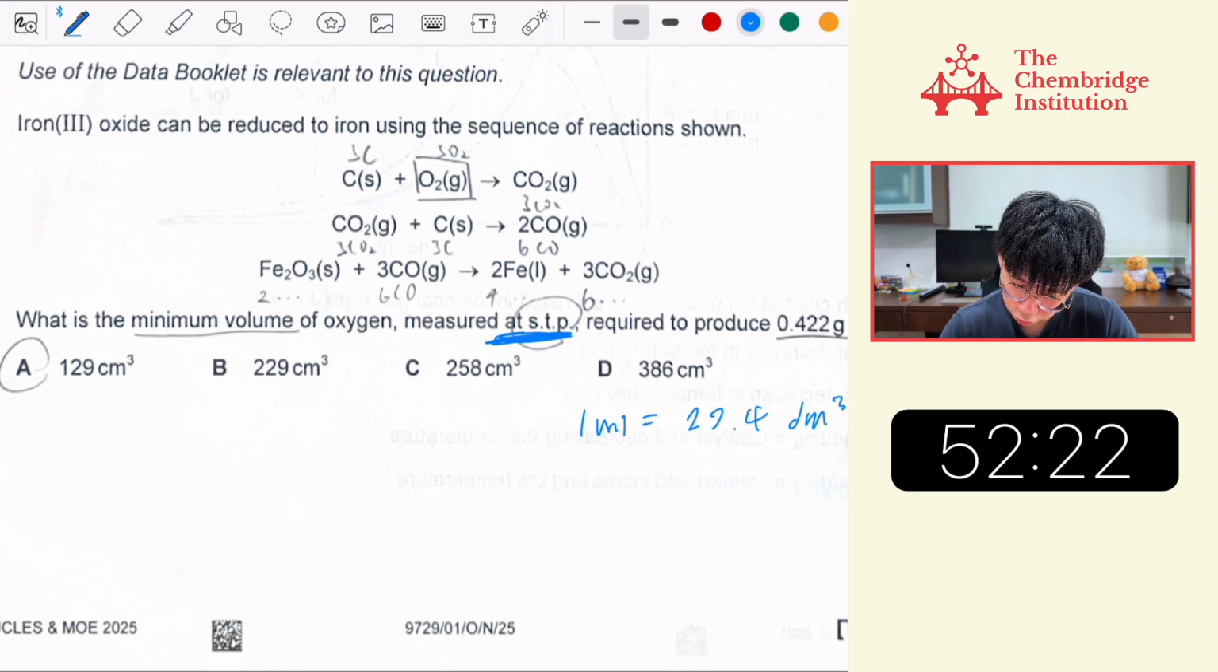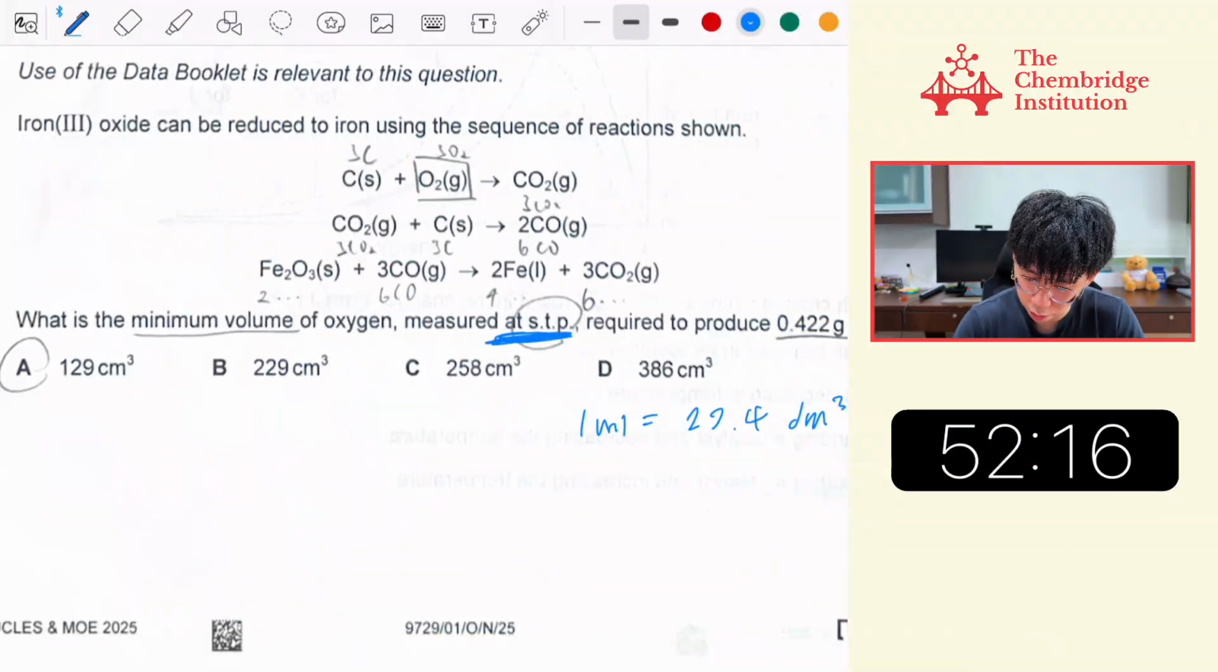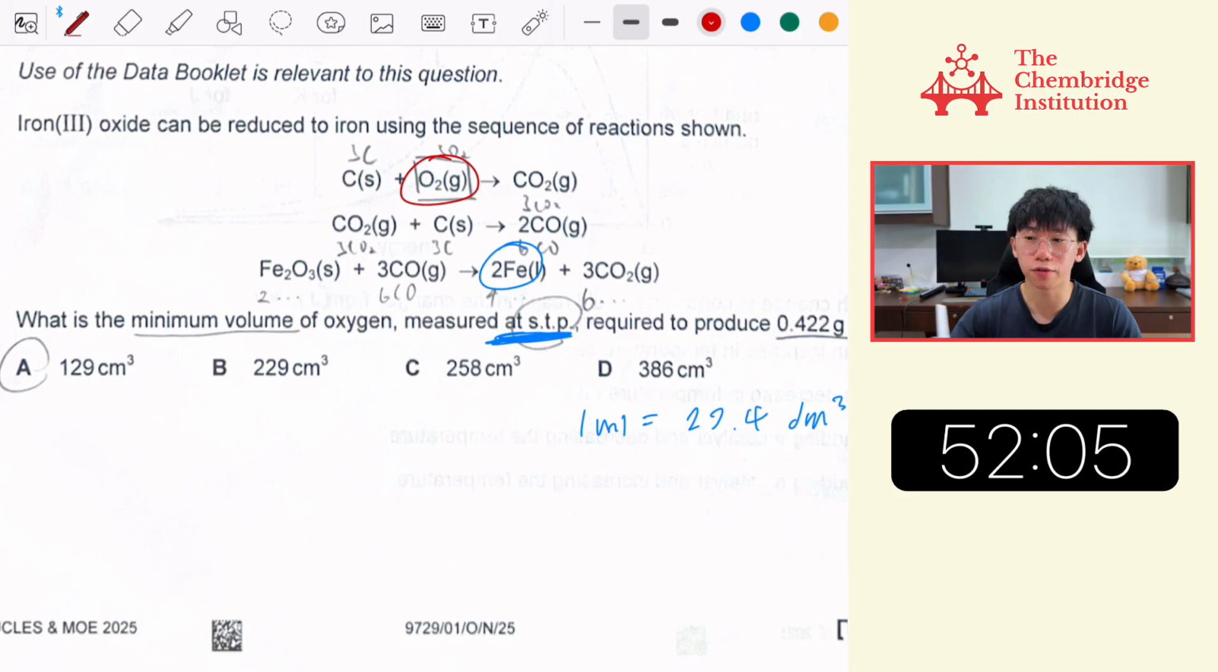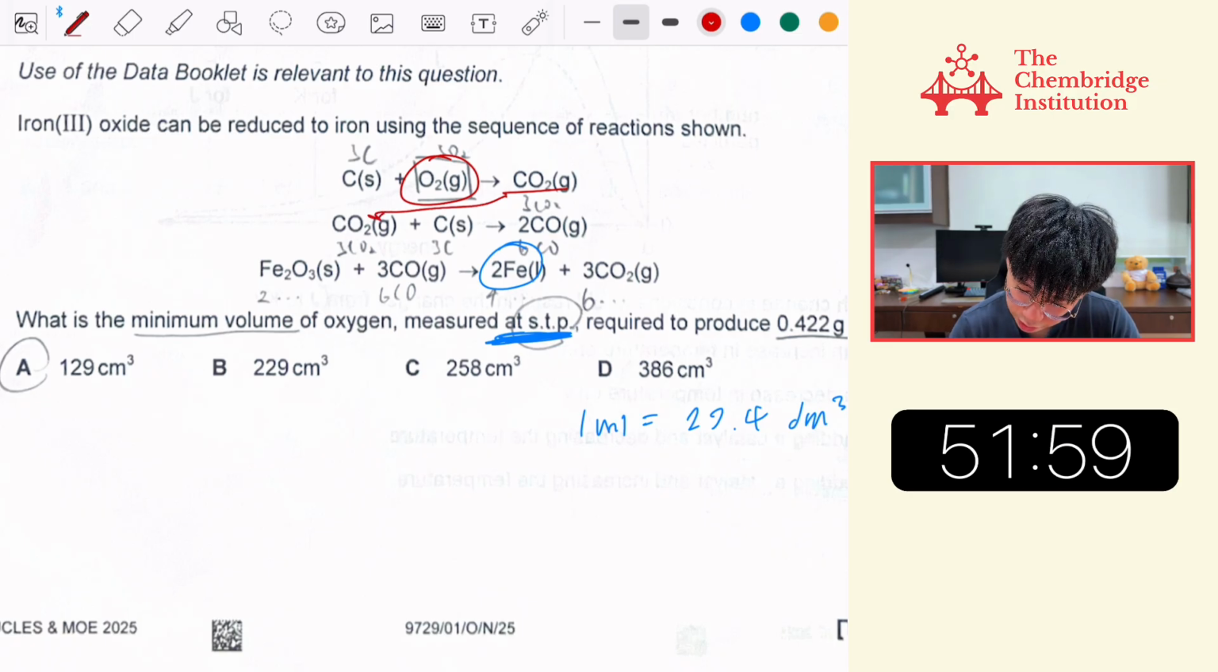If this is 0.422 grams, okay, we need to circle where the iron is. So the iron is over here, right? So we want to produce this, and the minimum volume of oxygen would be found here, right? And then you have to look at the sequence of equations of how they link together. So this CO2 is linked over here, and this CO is linked over here, right? So that's how the equations are linked. So you have to work backwards from there.